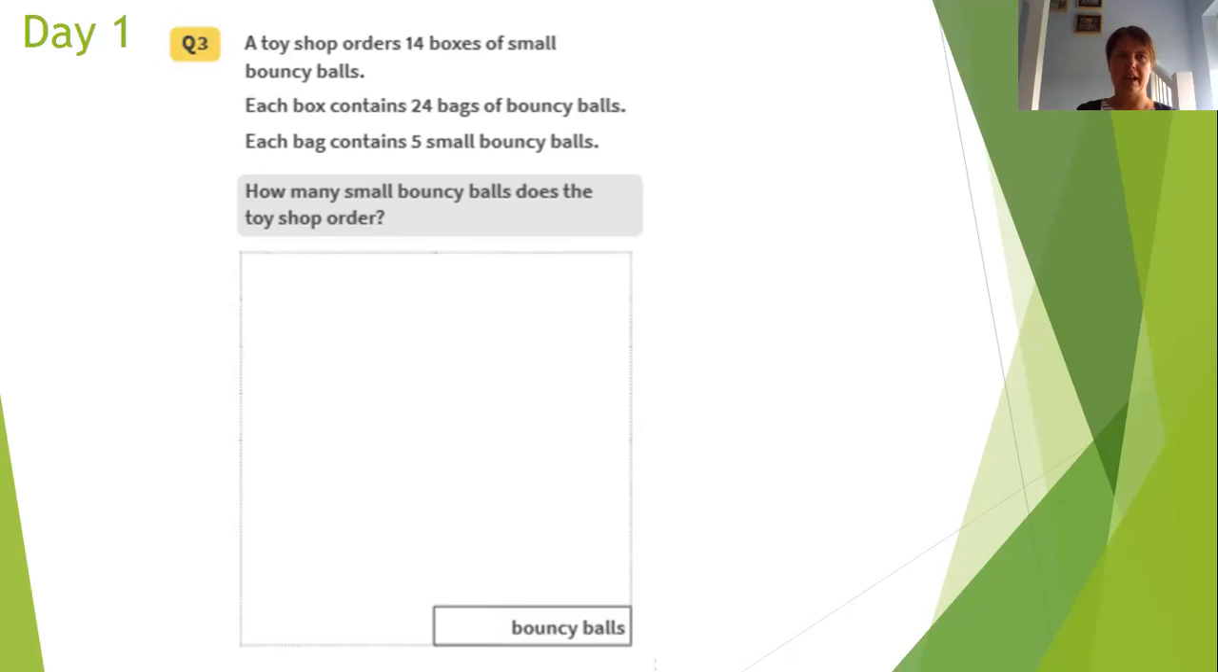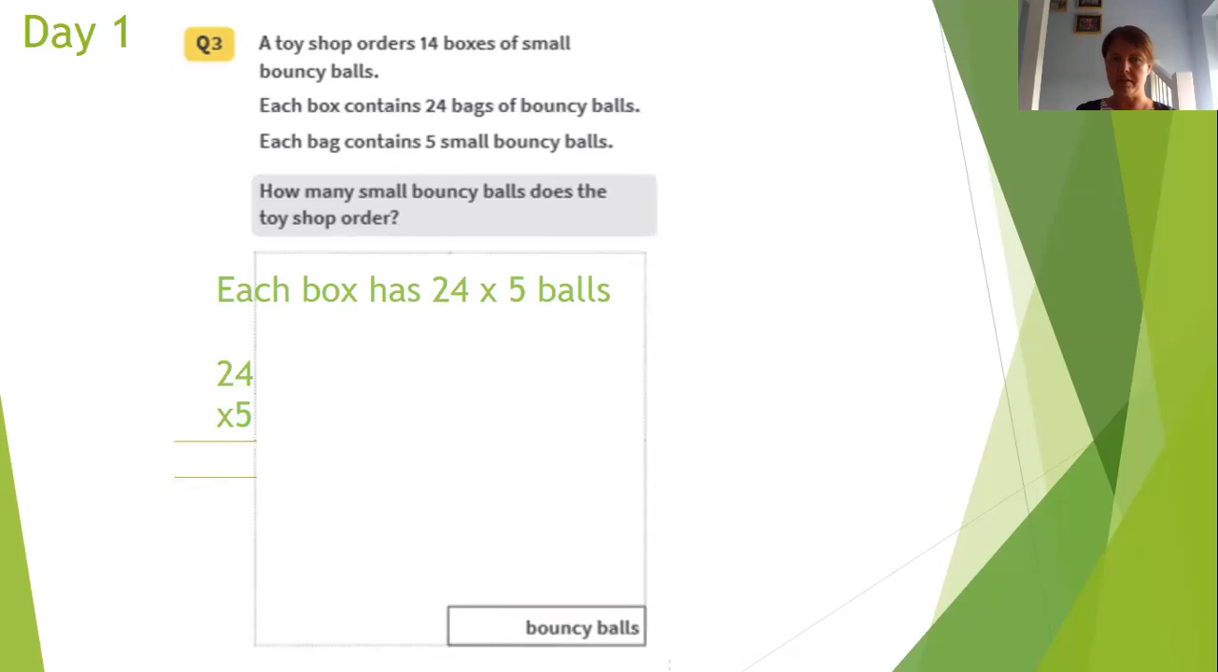So before I can work out how many they order, I need to work out how many are in a box. So a box has 24 bags. Each bag has 5 small balls. So each box has 24 times 5 bouncy balls. So I'm going to do 24 times 5, and that will work a box out for me first. So 5 multiplied by 4 is 20. So I can mark my 20 like that. 5 multiplied by 2 is 10. Add my 2 that I've carried is 12. So I'll mark my 12 like that.